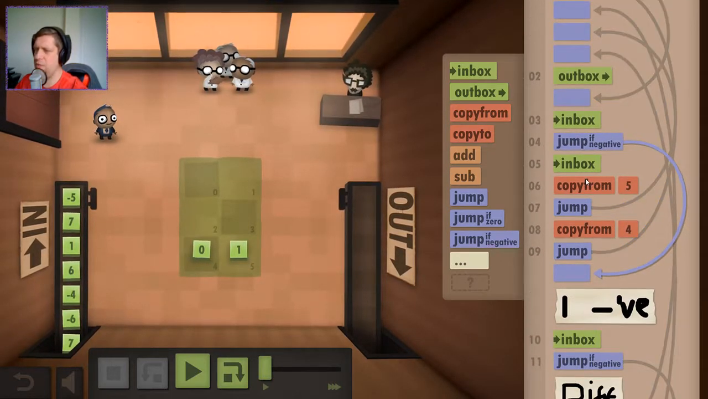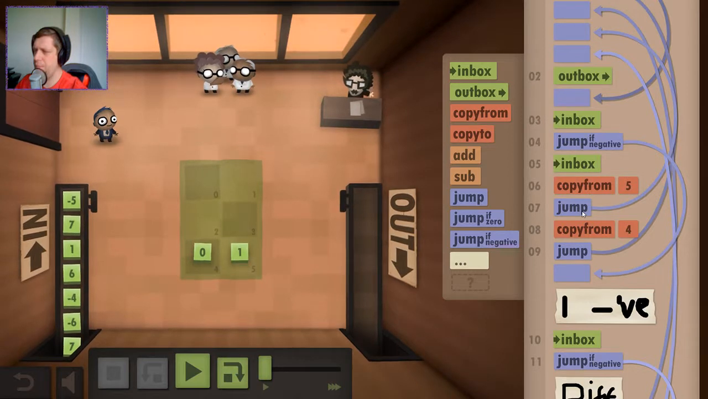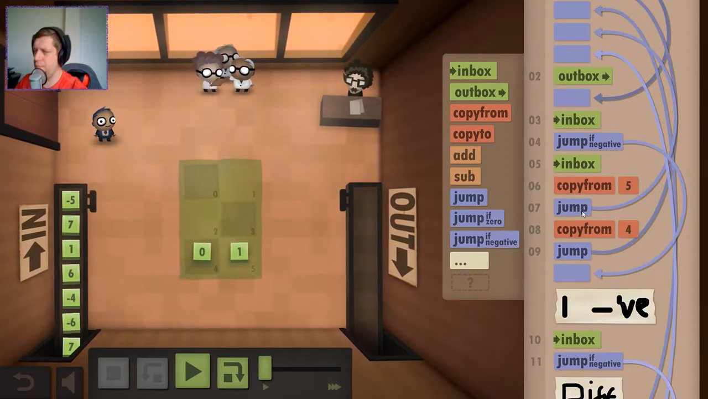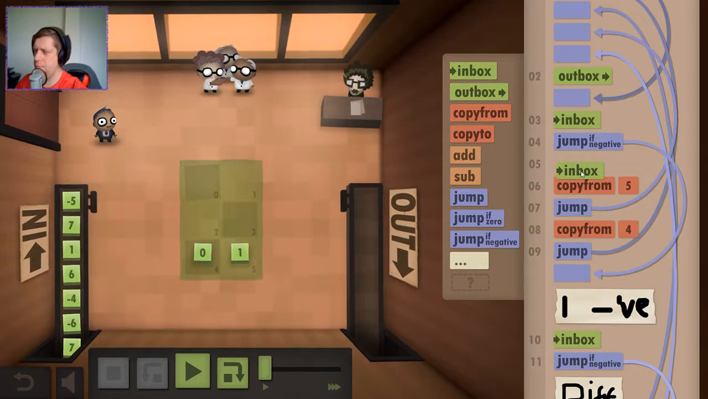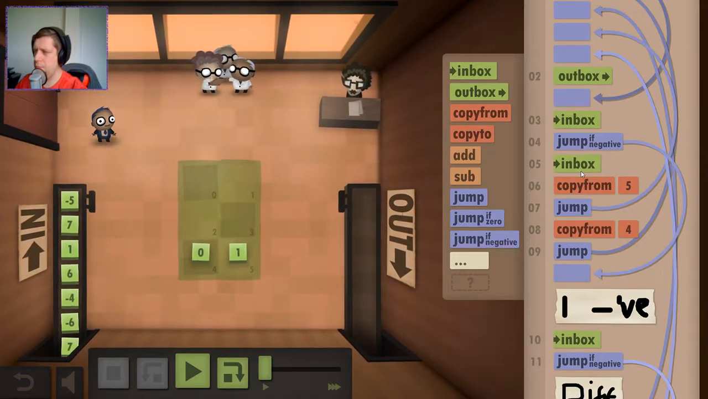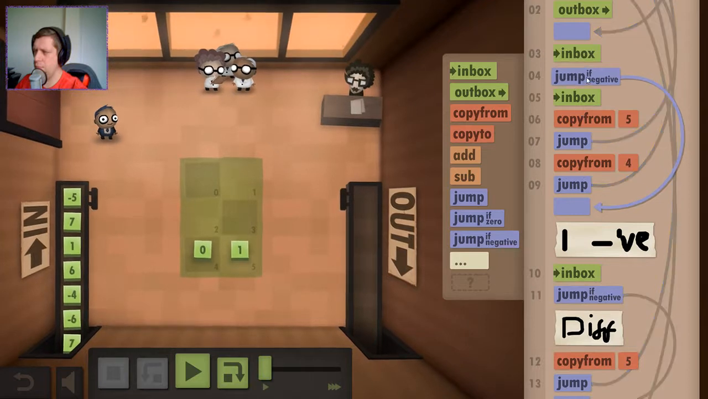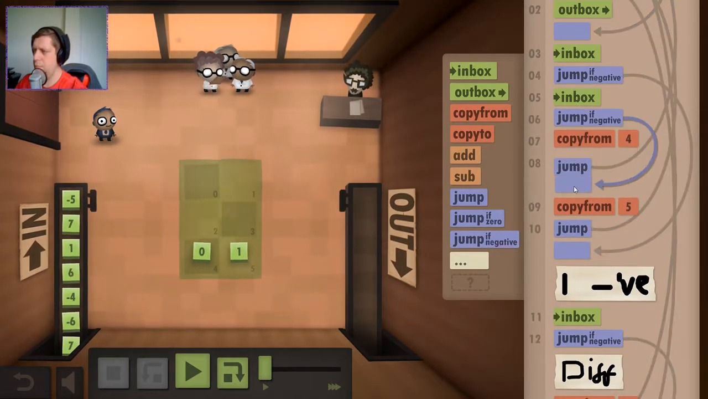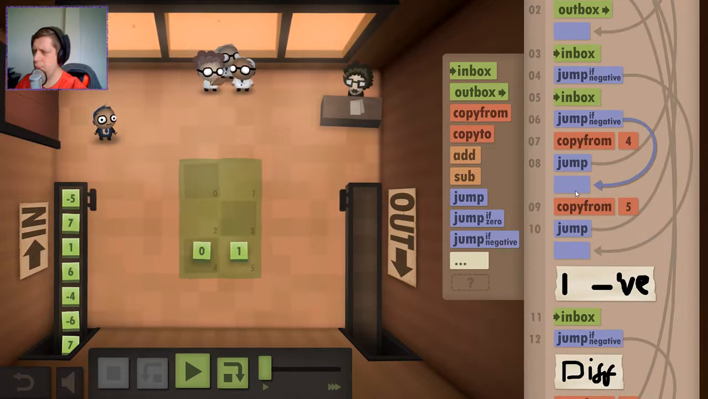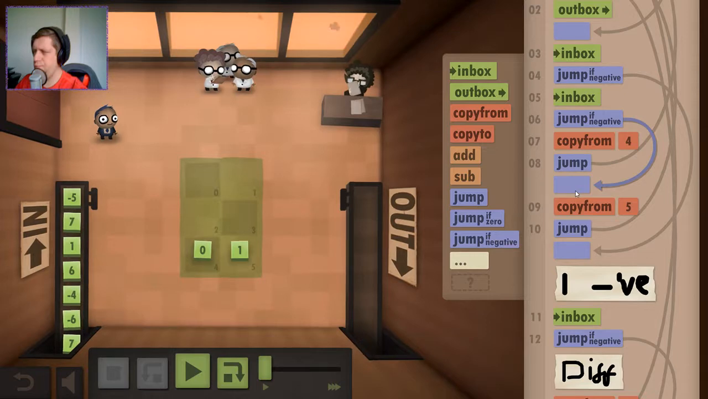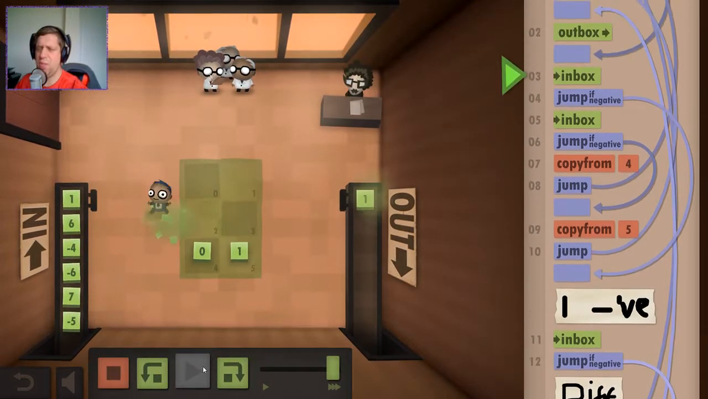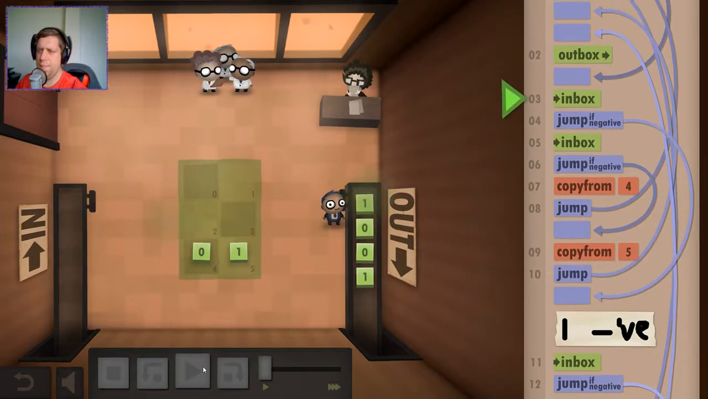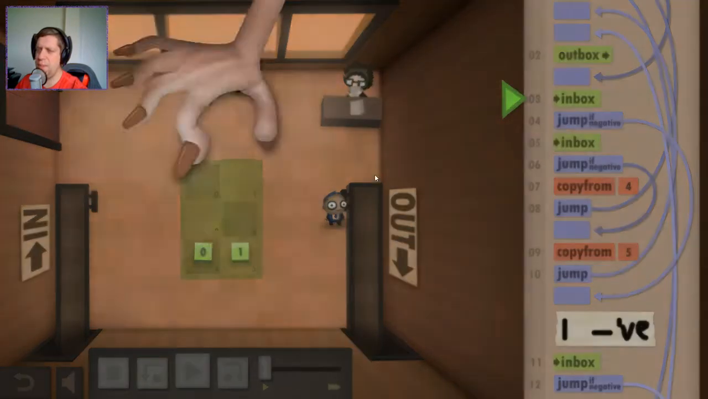Negative, and then it's positive, output 1. Not sure how that really... I don't think that really helps, does it? Still gives me exactly the same amount of steps.